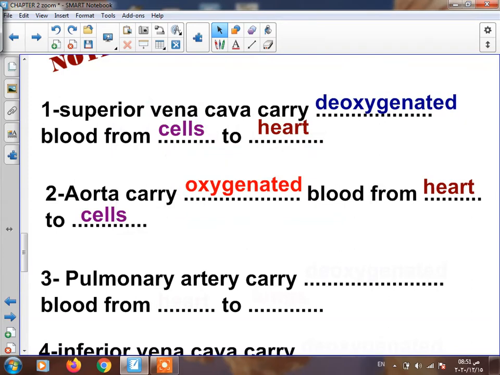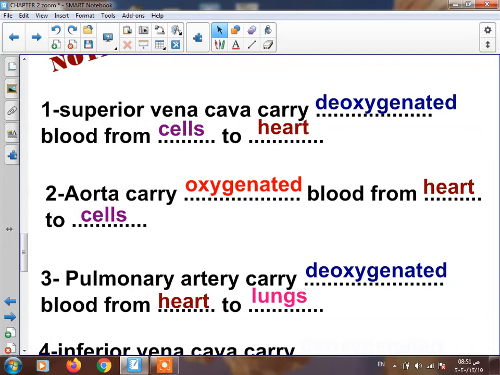Question number 3, what about the pulmonary artery? We said before all arteries carry oxygenated blood except the pulmonary artery, so the pulmonary artery carries deoxygenated blood. From what to what? Since it is an artery, it gets out from the heart, and since it is pulmonary, it goes to the lungs. Which chamber of the heart? Artery, so ventricle. Deoxygenated, left or right? Right. So it comes from the right ventricle.